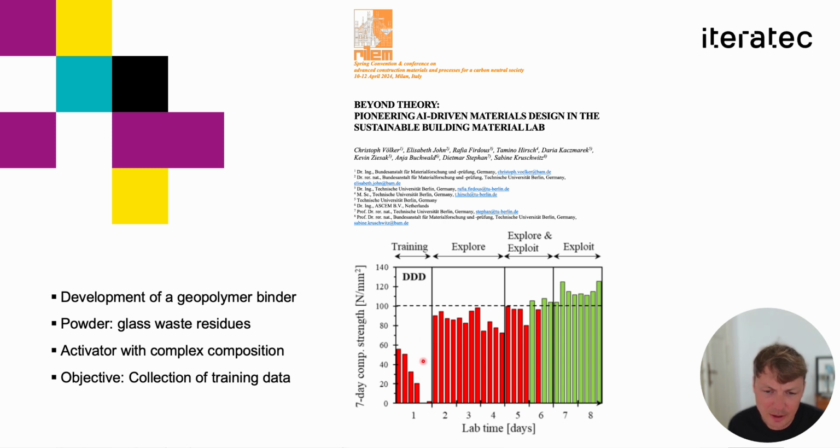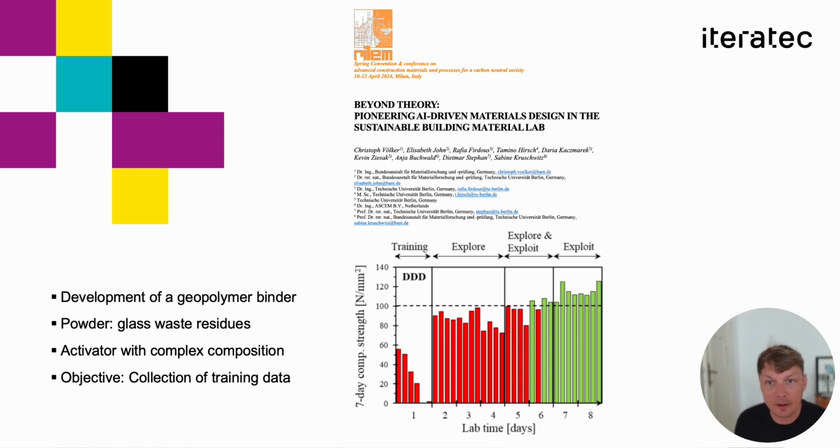So the question is, if we would have collected better data, would we have ended up with these high performance materials much, much quicker? And the design task specifically was based on a powder from glass waste residues. And we wanted to design an activator liquid with a complex composition where some of the compounds were substituted with cheaper byproducts from industry. And the objective in the initial round was to collect training data, which means the data should cover some of the variability within our design space.